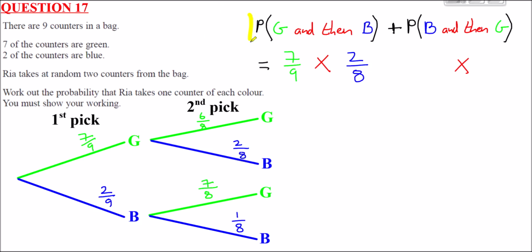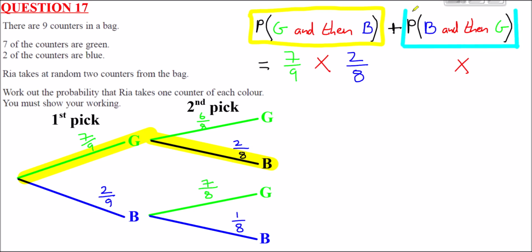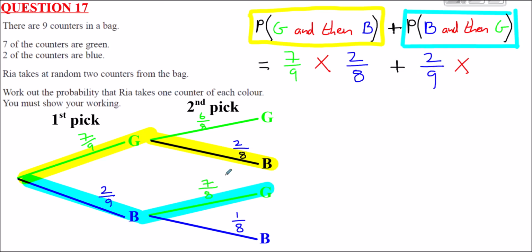Okay, because this scenario here relates to green, then blue, whereas this scenario here of blue and then green is going to be this scenario here. So chance of picking blue first would be 2/9. So I'm going to add 2/9, and then green second would be 7/8.